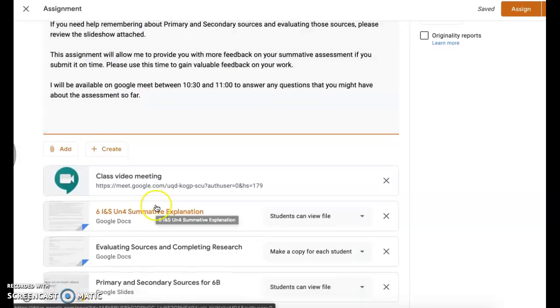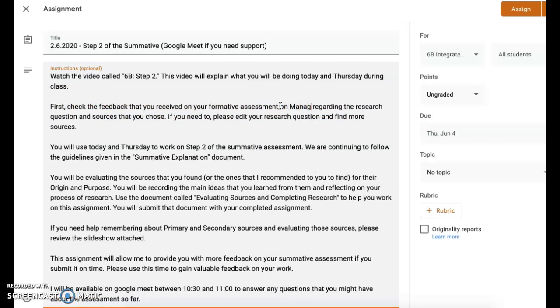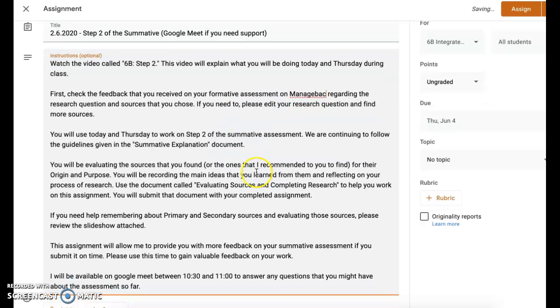So today you need to be sure that you have reviewed the feedback for your formative assessment on ManageBac. And you need to be sure that you begin your evaluation of your sources and your research, and finishing your research today and Thursday. That's what we're doing.